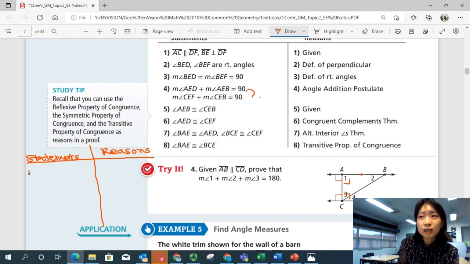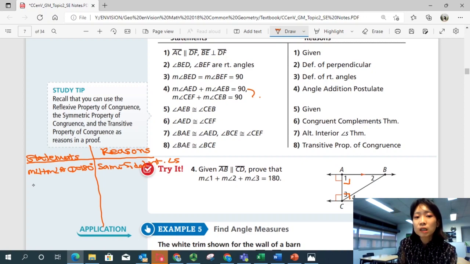So let's first state that out. Measure of angle 1 plus measure of angle ACD is 180 degrees by same side interior angles postulate. And then ACD is equal to 3 plus 4, right? You know that measure of angle ACD is equal to measure of angle 3 plus measure of angle 4 by the diagram. And you can say this is by the angle addition postulate.